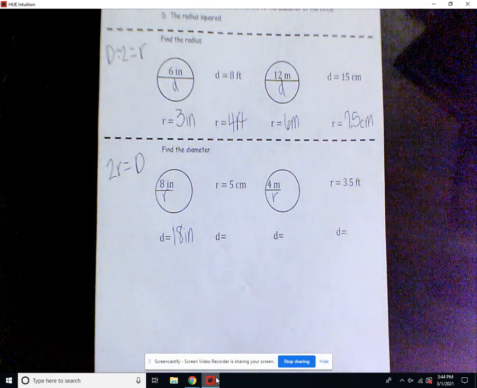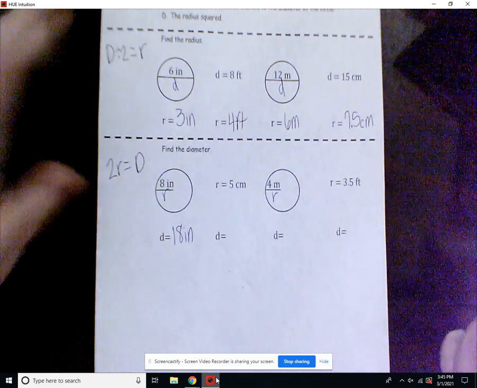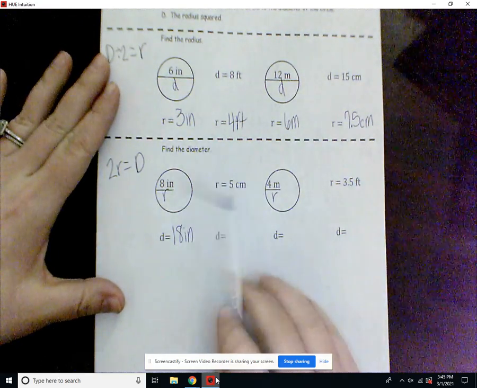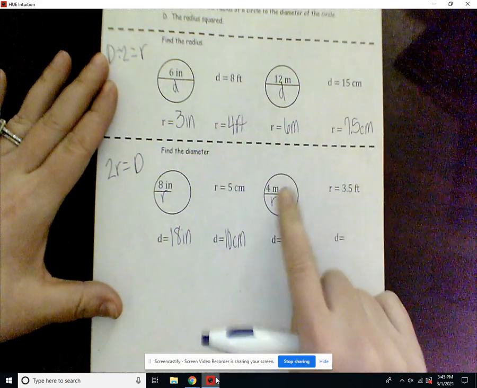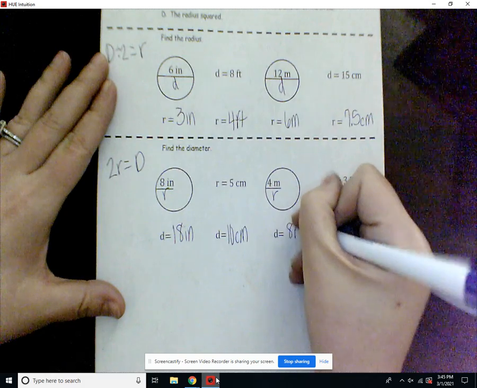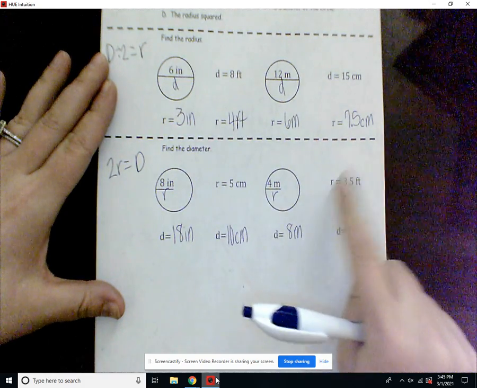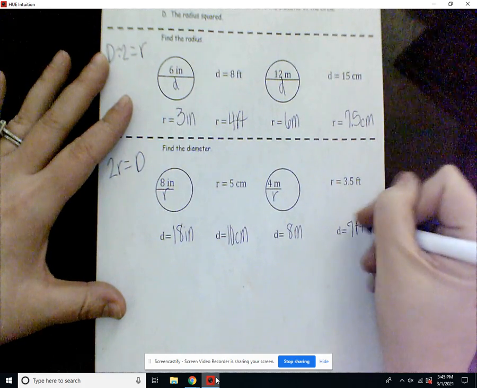So remember, diameter goes all the way across, radius doesn't go all the way. It actually looks like a Pac-Man. So if my radius is 5, I'm again going to times it by 2, which is 10. My radius is 4, I'm going to times it by 2, which is 8. And then if my radius is 3.5, times it by 2, which is 7.